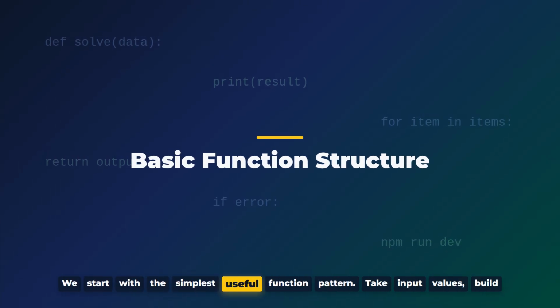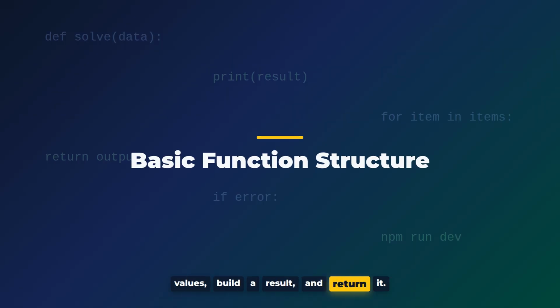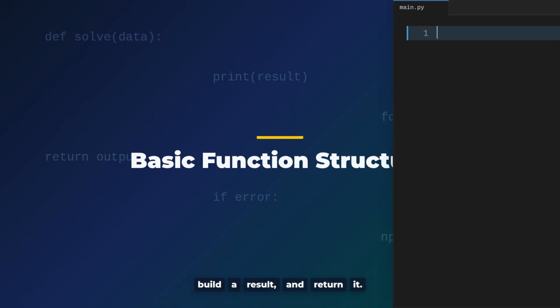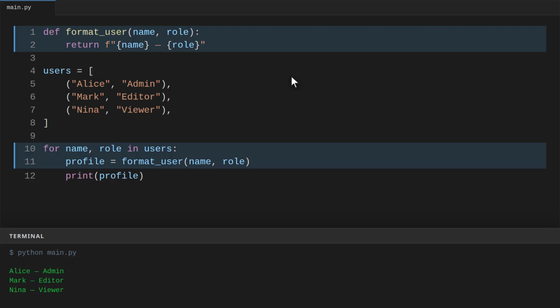We start with the simplest useful function pattern. Take input values, build a result, and return it. Imagine a small admin script that prints user profiles in the terminal. Instead of writing the same string format again and again, let's write a function that receives the username and role, then returns the final text. Now we run the script and check that every user is printed in the same clean format.